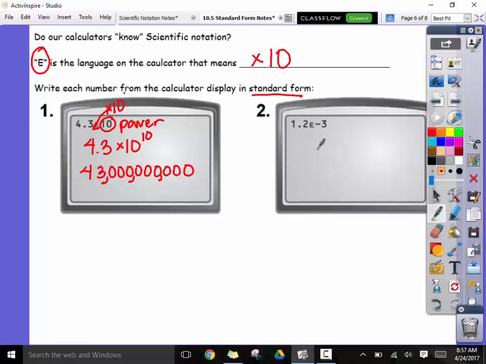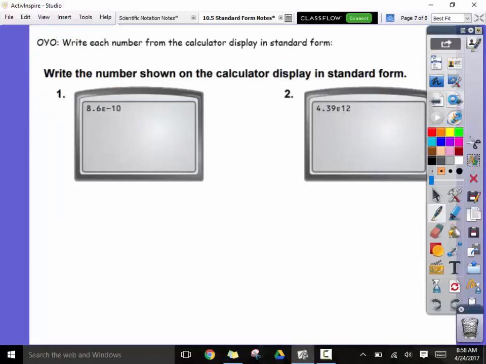Next one, 1.2, E is times 10 to the negative third power. Okay, 3 spots to the left to make a smaller number. So I have 1.2, so there's 1, 2, 3 spots. So I have 0.0012.